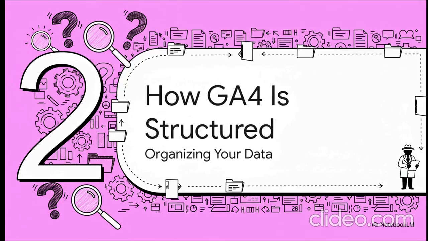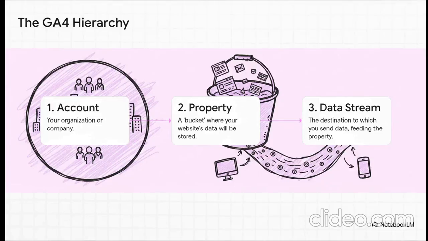Okay, so to use this detective, you've got to understand how it organizes the clues, right? The good news is the structure of GA4 is actually super logical. Let's break it down really quick. Everything in GA4 is sorted into 3 really simple levels. At the very top, you have your account. That's your entire company or organization. Then inside that, you create a property. Just think of the property as a big bucket that's going to hold all the data for your website. And finally, you've got a data stream, and that's the tap that actually fills that bucket with data.